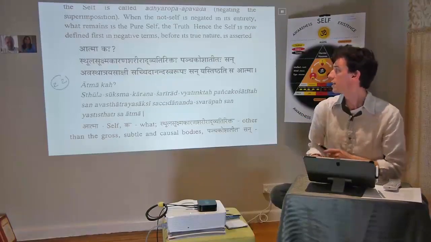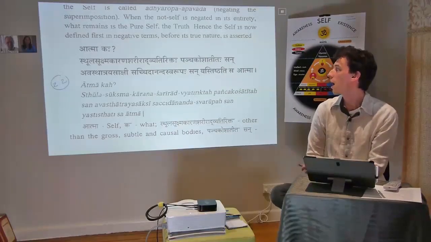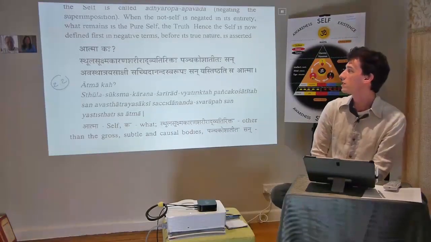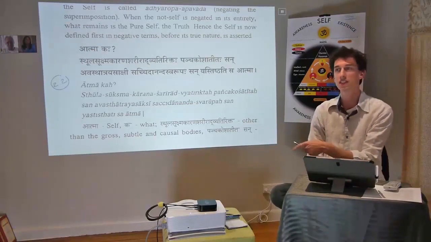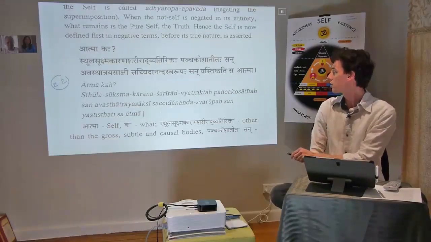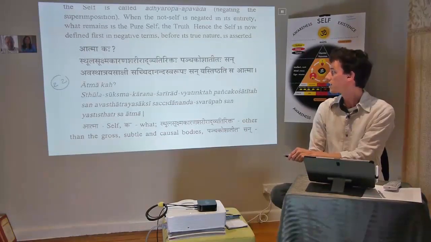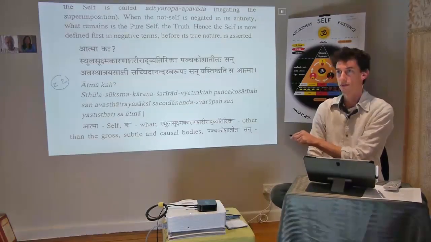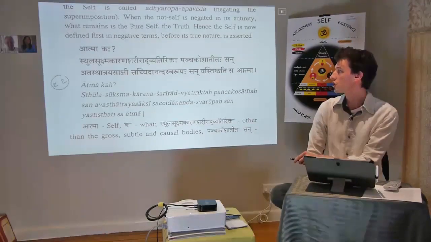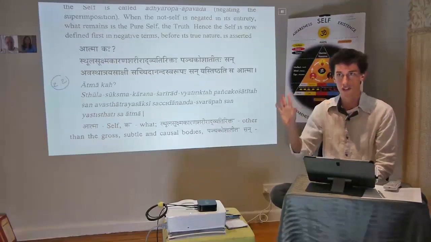Now the last line is Yas tishtati sa Atma. Yas tishtati just means which stands, that is Atma. So it's a concluding statement. Atma is that which stands as Satchidananda, that which stands as the truth of this whole statement. It's the Sanskrit way of concluding the whole verse.